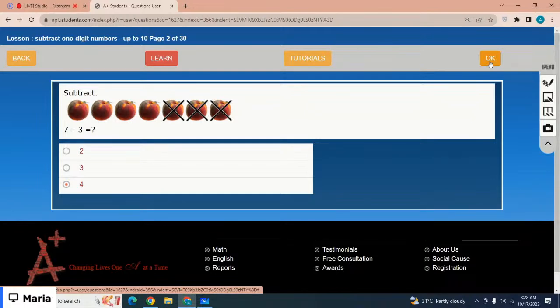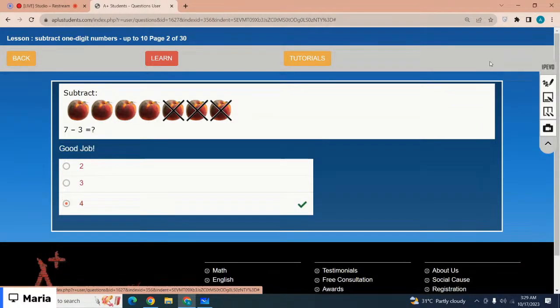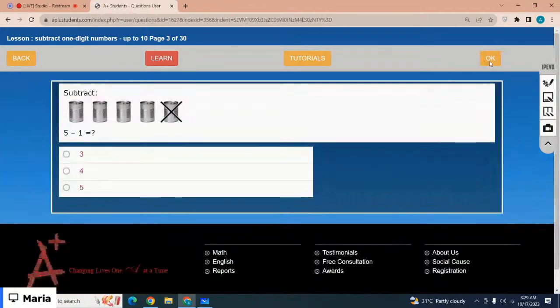Okay, subtract. Okay, the next one is subtract. You have 5 take away 1. So which is the correct option? Count the ones that are not crossed. So you're left with, very good. You have to count the ones that are not crossed. So you are left with 4. 5 take away 1 equals 4.